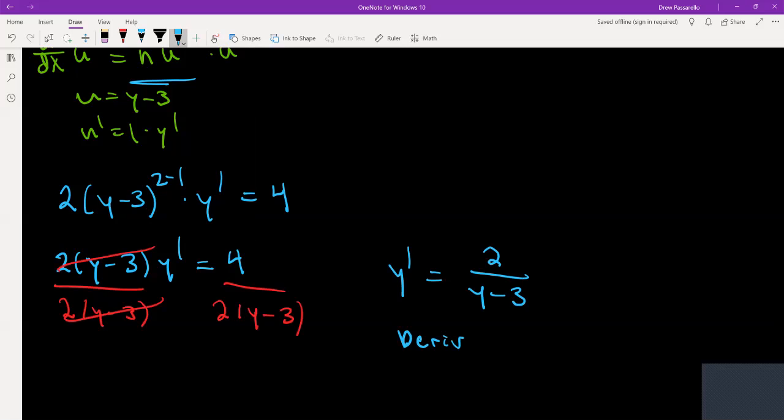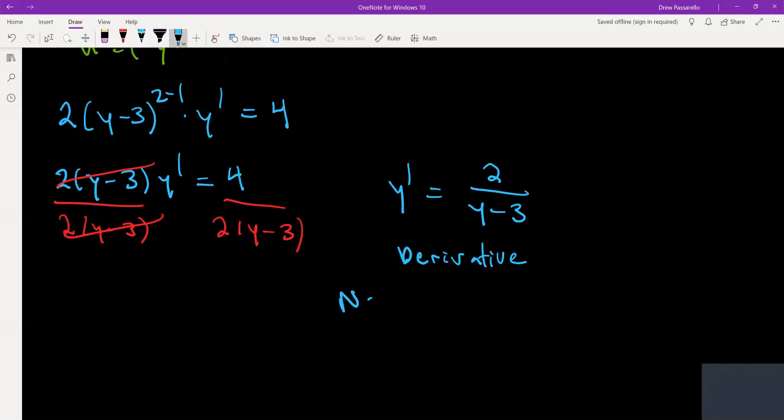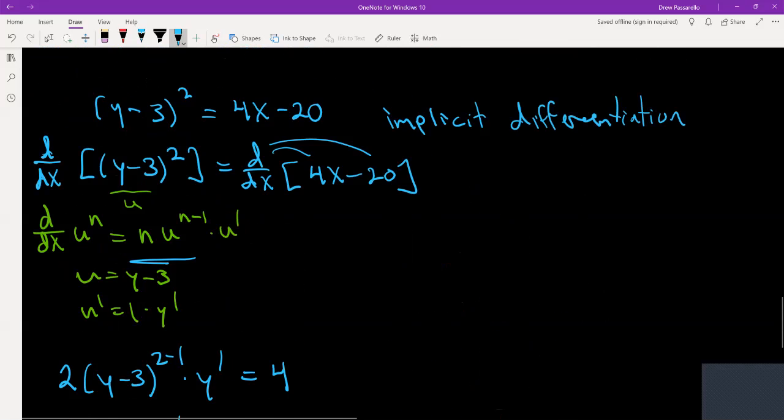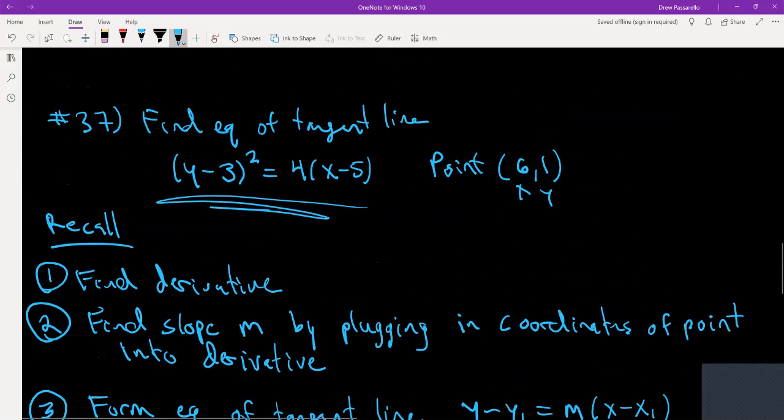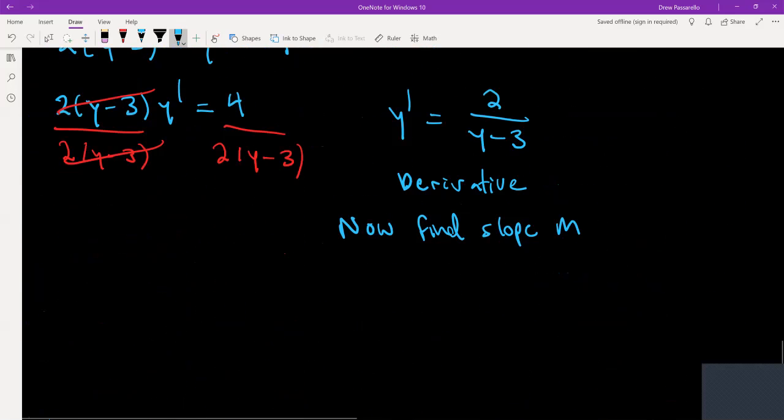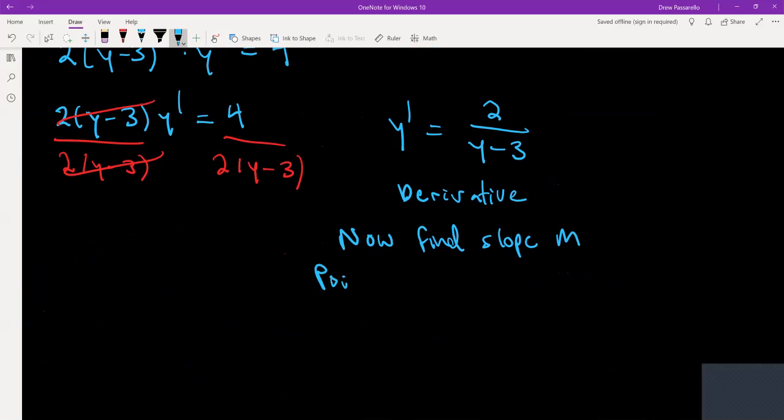Now I'm going to find the slope. Our point that we're given in the question is (6, 1). Notice the derivative itself only has the variable y. So we would normally plug in both x and y, but since the derivative only has the variable y, we're only going to plug in the y coordinate of the point.